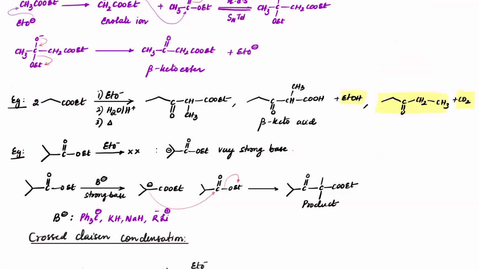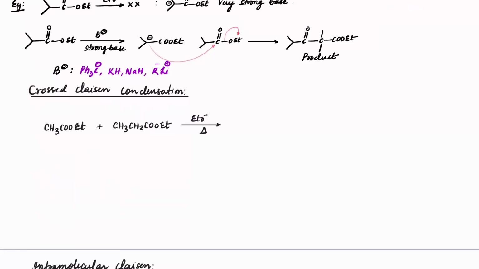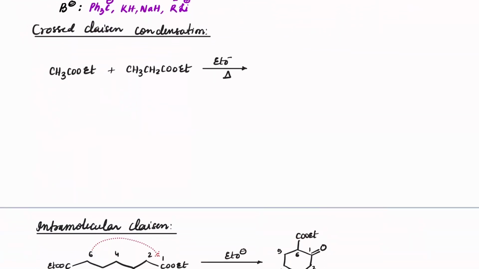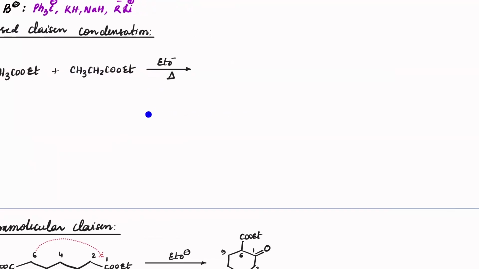Clear? This is about Claisen condensation. Now let's talk about cross Claisen condensation. Just like cross aldol, here it is cross Claisen condensation. So that is, we have two different sorts of esters. So then what are all the products you can expect?